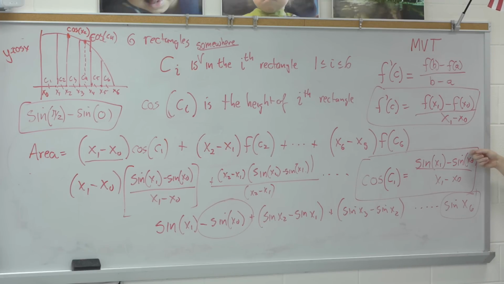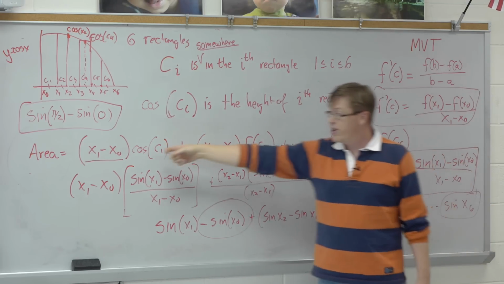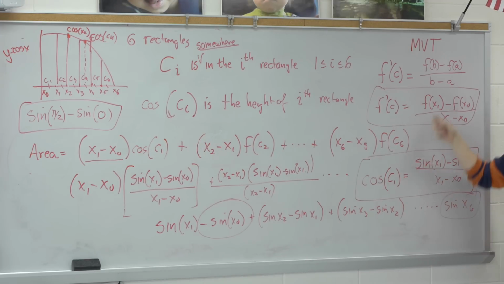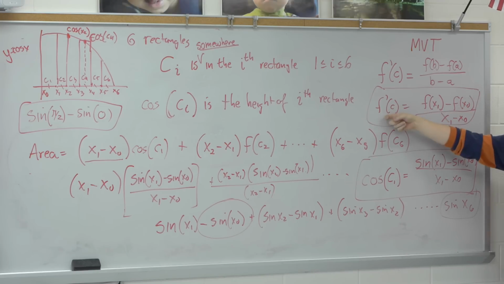This is the key step. This is MVT for anything, right? For any function in the world. My original function was cosine, so it would be nice if I could put cosine minus cosine over x1 minus x0, but if I did that, this would be sine. And so I can't make the substitution.